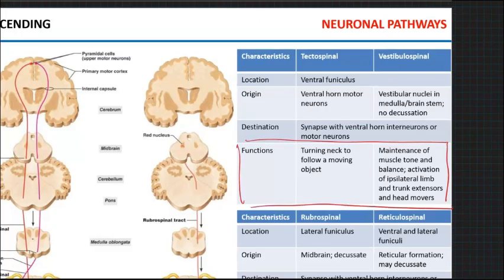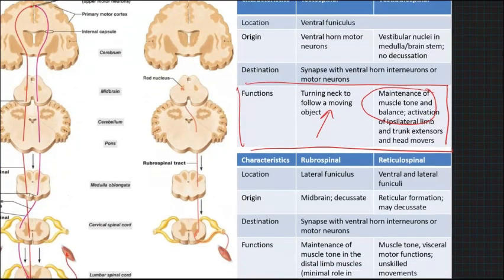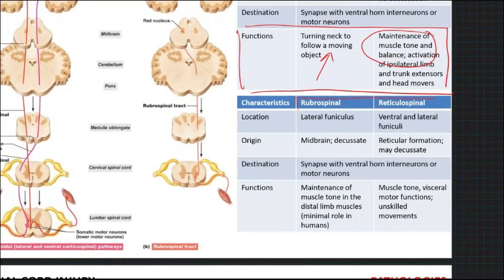So for tectospinal, it's your visual reflex. You turn your neck to follow the object. Vestibulospinal is charged with the maintenance of balance and posture. And these two, rubrospinal and reticulospinal, aren't particularly precise. They're pretty crude. For the most part, it's muscle tone maintenance.